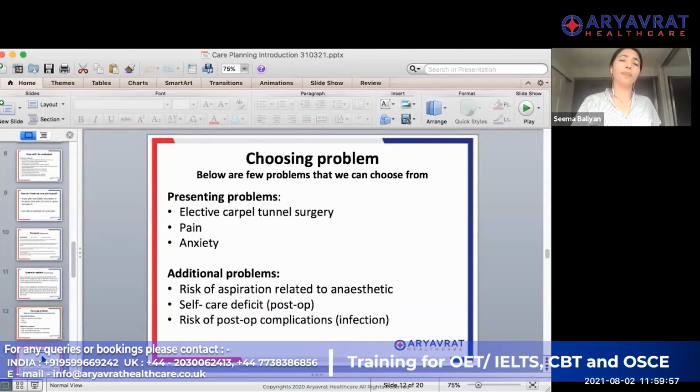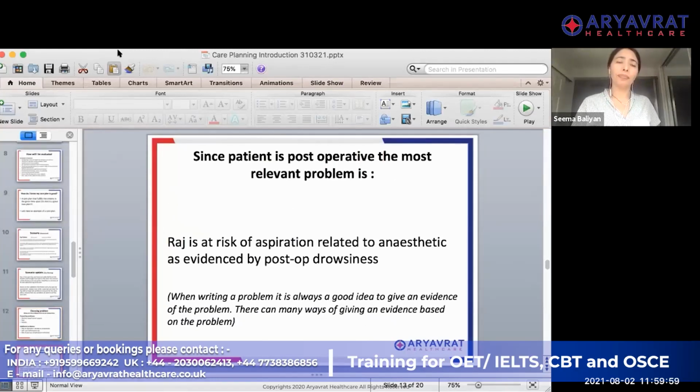Everyone understood that? Yes, ma'am. Okay, so since the patient is post-operative, the most relevant problem at the moment is going to be Raj's risk of aspiration related to anesthetic as evidenced by the post-operative drowsiness. Now again, in this one, what is the problem? That he's at risk of aspiration. How did you find out about that? Or what is the evidence? Because of the post-operative drowsiness. Okay, so we have got this as one of the problems.